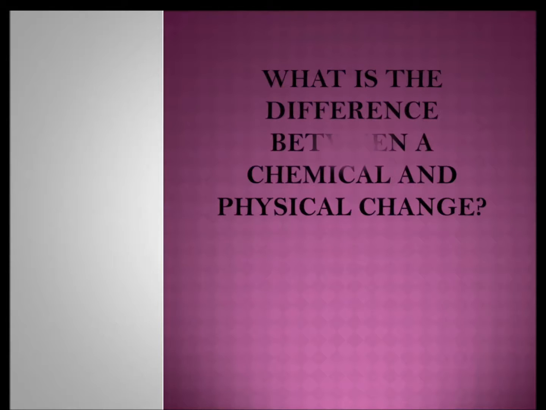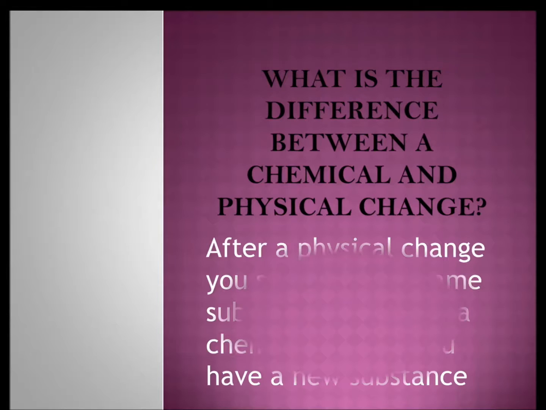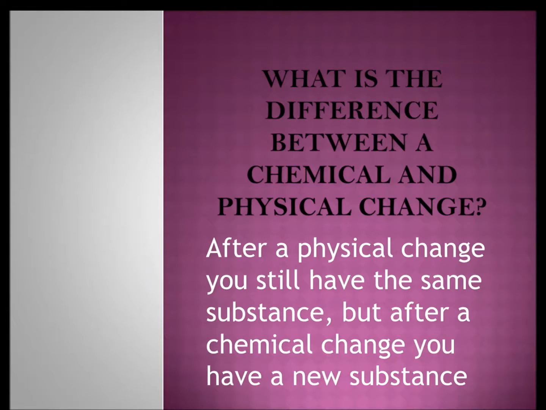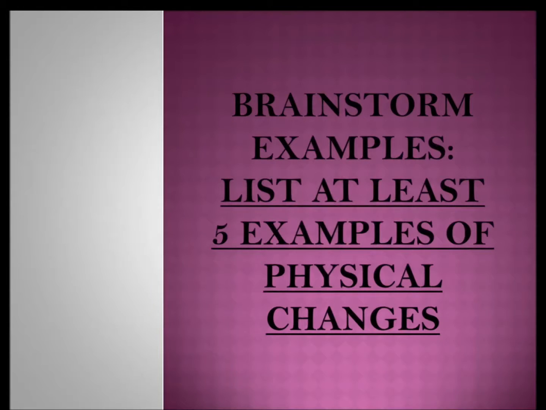So now, if we have a physical change, a physical change is when we still have the same object at the end. And a chemical change is where we have made a brand new substance. So let's go ahead and brainstorm for a little bit here together and come up with 5 examples. And then you're going to come up with a few more of your own.